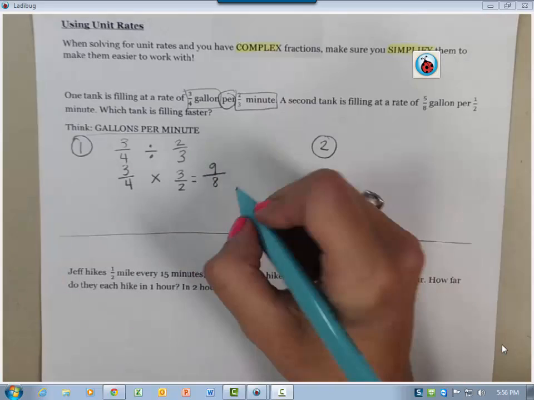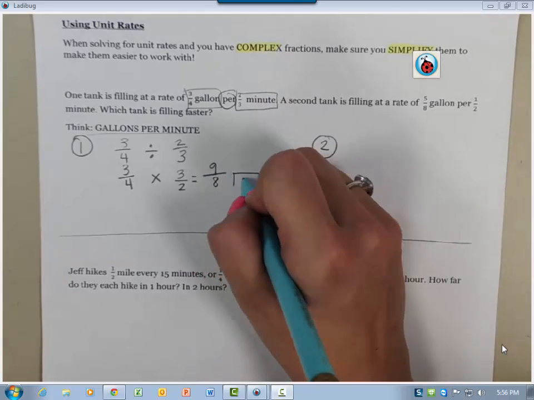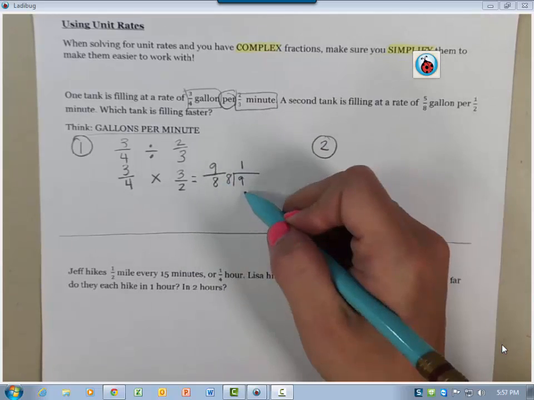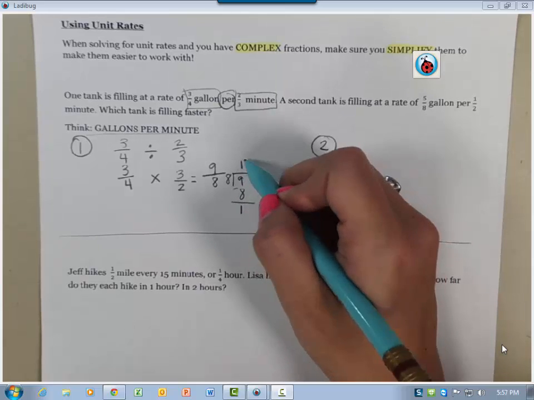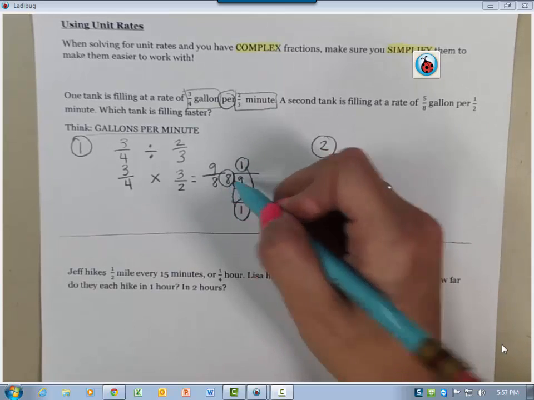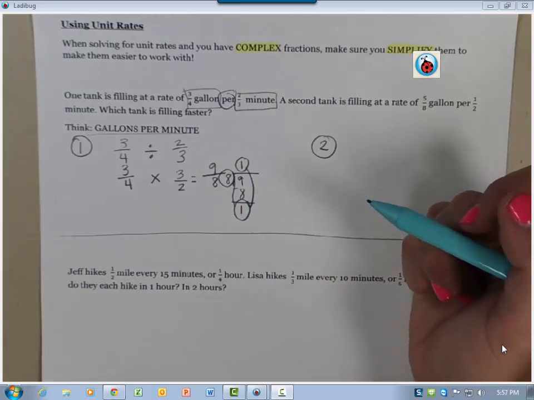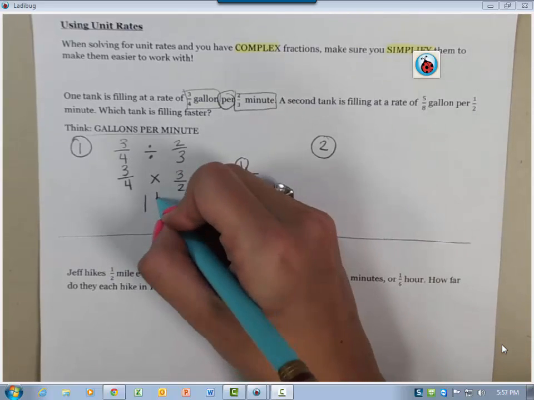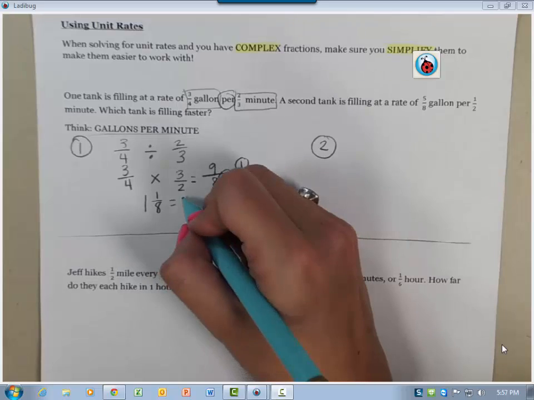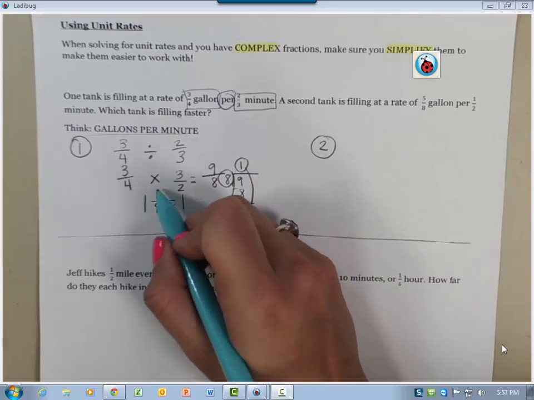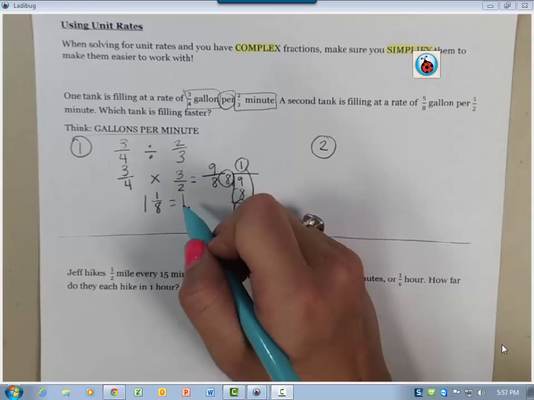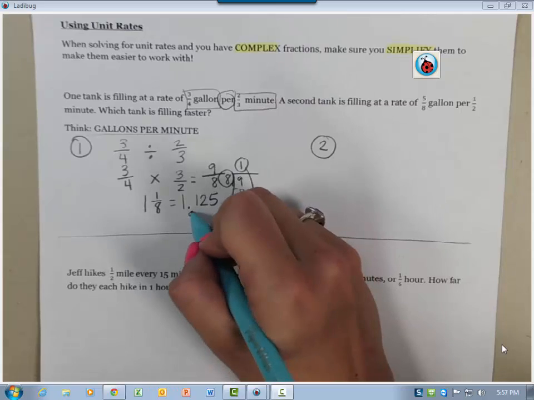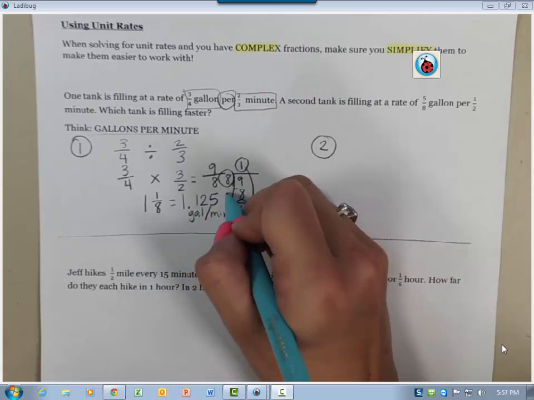Okay, I want you to work this out. Top dog goes in the house. Denominator goes on the outside. 8 can go into 9 once. 1 left over, so it's 1 and 1/8. Now, if you took your fraction decimal quiz and you aced it, you know that 1 and 1/8 can be rewritten as 1. We keep our whole number, right? Change your fraction to a decimal. 1 and 125 thousandths gallons per minute. That's for the first one.